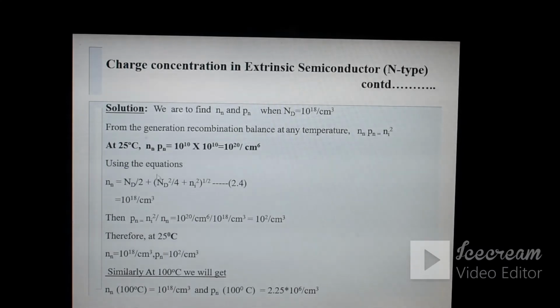Similarly, proceeding like this, using the same equations, at 100 degrees centigrade, you will get the new electron concentration as this, and the new hole concentration at 100 degrees centigrade will be this much. This is for N-type semiconductor material.